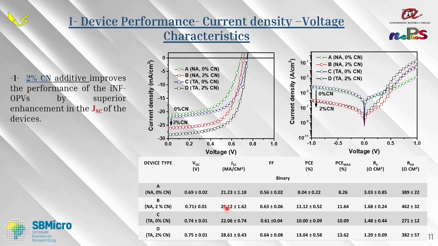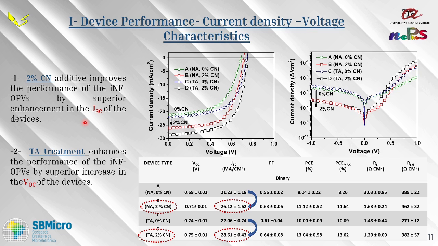Starting with the device performance using current density-voltage characteristics, we can see that under light, the JV curve shows that the 2% chloronaphthalene additive devices generate higher current than the 0% additive devices. Interestingly, the JV curve under dark shows lower leakage current for the devices with 2% chloronaphthalene additive. So the 2% additive improves the performance through a superior enhancement in the JSC.